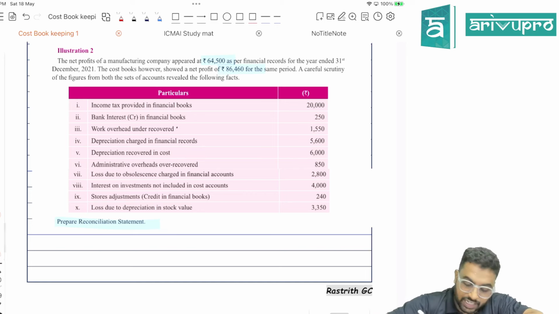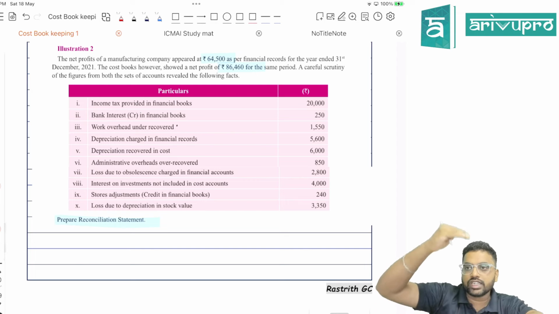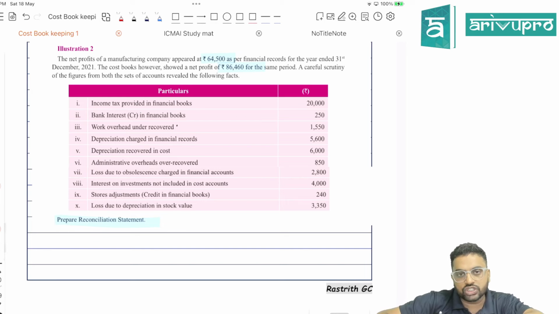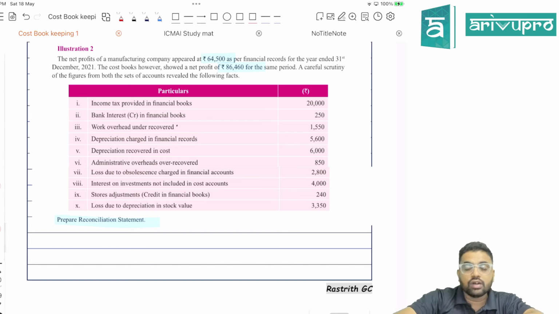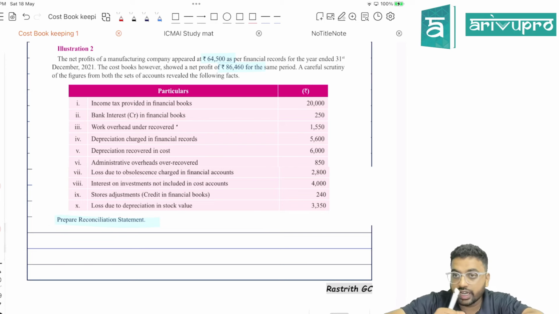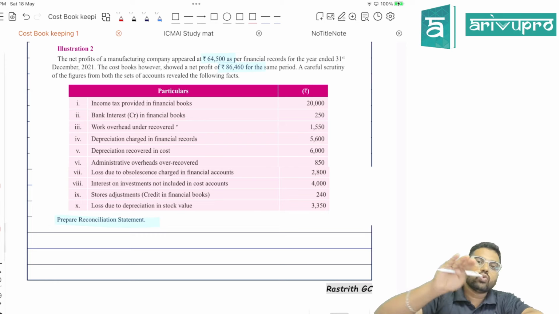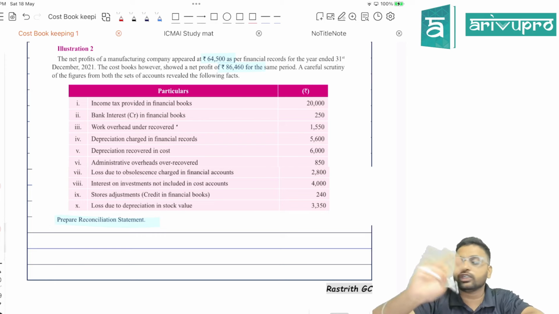Income tax provided in financial books, sir. So we are starting from the cost profit, which means we should end up getting the financial profit. Moral of the story, sir: whatever the financial books have done, we haven't done, please do it. Whatever we have done in the cost books, they haven't done, reverse it.